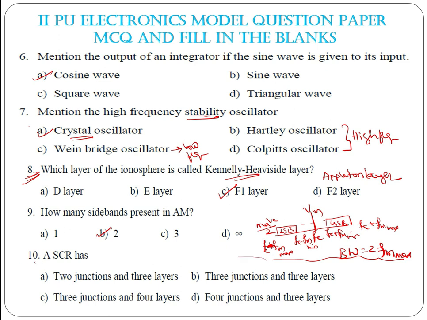Then the 10th question, a SCR has. SCR is actually a PNPN device. So how many junctions are there? 1, 2, 3. So 3 junctions, there are 2 options. Then how many layers are there? 1, 2, 3, 4. So option B is the correct answer.